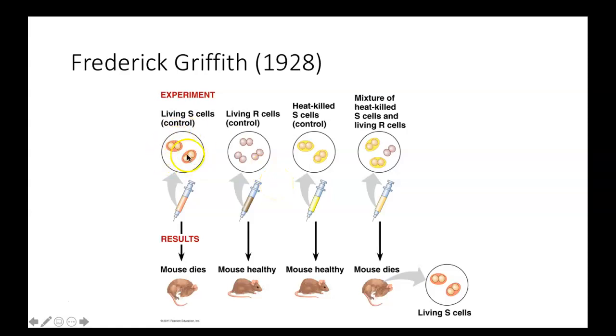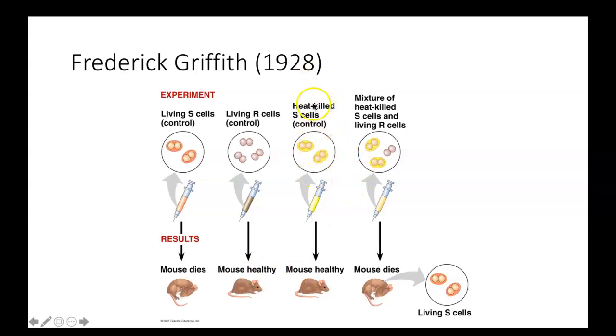You have bacteria, and this is living S bacteria. What he did was he injected mice with this living bacteria and the mouse died. So what we would assume is that this bacteria is pathogenic, meaning disease or death causing. All right, move on to the second little scenario here. Living R cells. Once again, this is just a certain kind of bacteria. He injected it into the mouse and the mouse didn't die. So what we would assume is that living R cells are non-pathogenic, not causing disease or death.